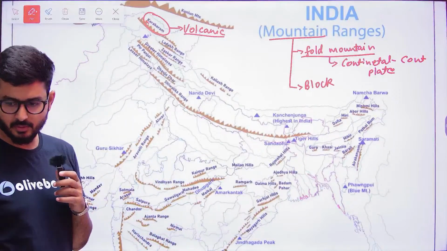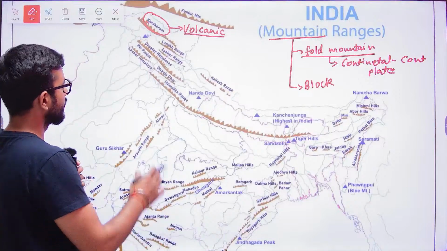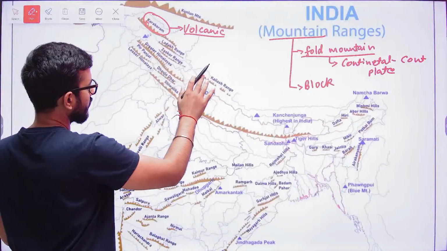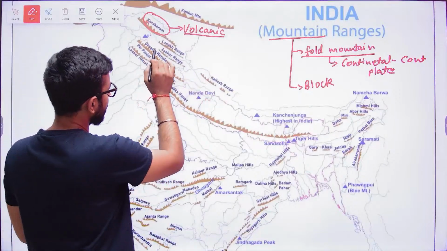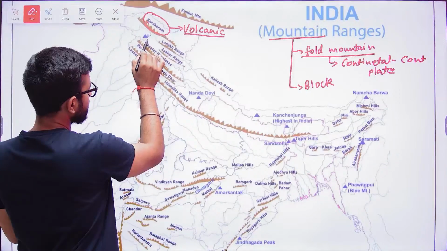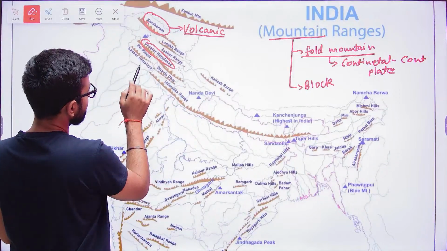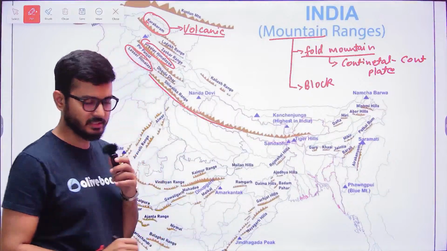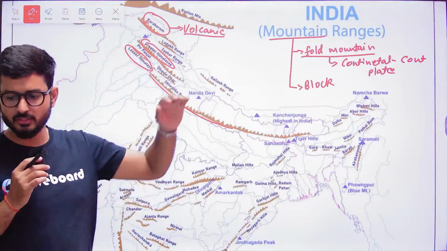So coming back to our main topic here, just remember the Karakoram range. It is a volcanic range. After the Karakoram range, the Greater Himalayas were constructed. Then there are going to be the Lesser Himalayas, and finally, in the end, there are going to be the Shivalik ranges.